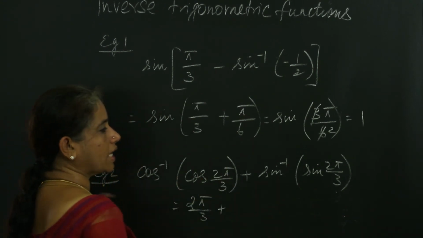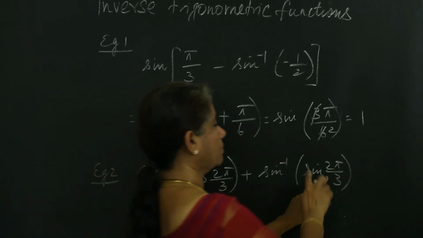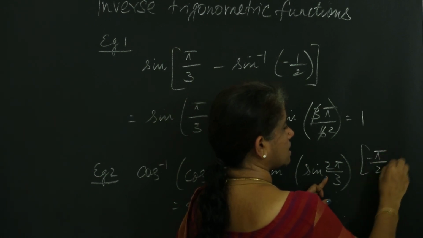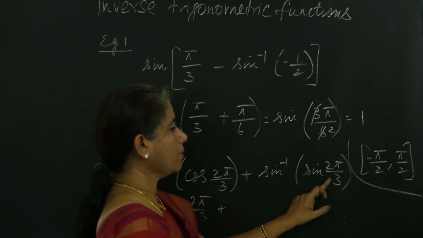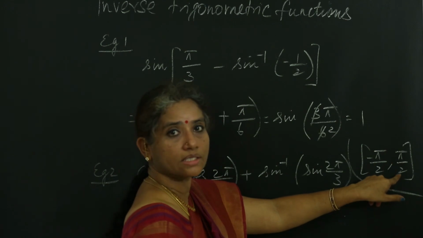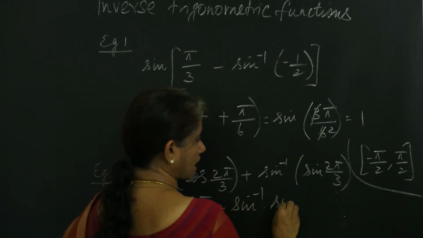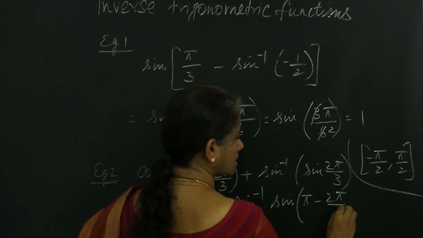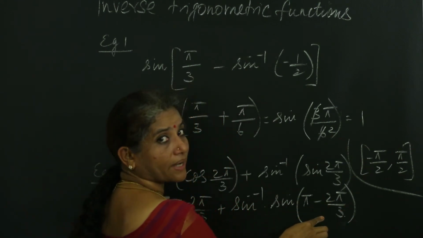But when I come to sine, what happens here? 120 does not lie in the principal domain of sine inverse. What is the principal domain for sine inverse? It is negative pi by 2 to positive pi by 2, both inclusive. So I am going to convert this 2 pi by 3 into a number which lies in this range. Okay. So this is same as sine inverse of sine. You know sine of 180 minus theta is sine theta. So when I do this, this becomes 3 pi minus 2 pi, which is pi by 3.